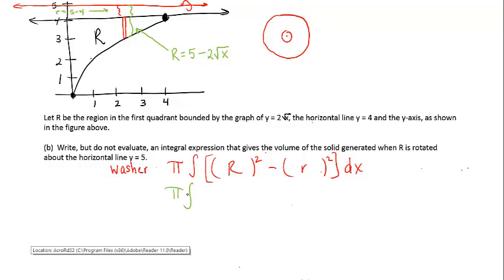So I'll come down here and place that in my integral. Big R squared. Big R was 5 minus square root of x, and that's squared, minus my little r was 1 squared, and I'll put my dx on the end. Now, since I do not have to evaluate this one, only set it up, this is my solution.